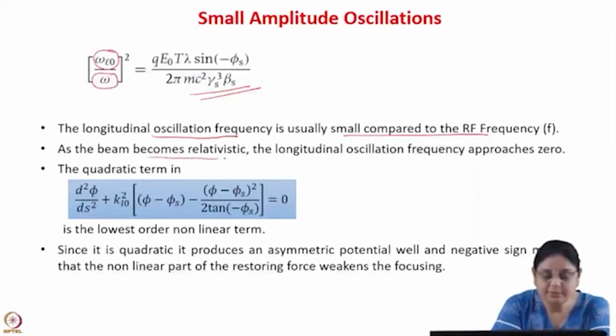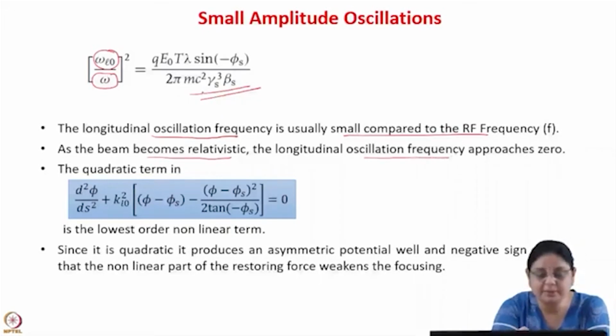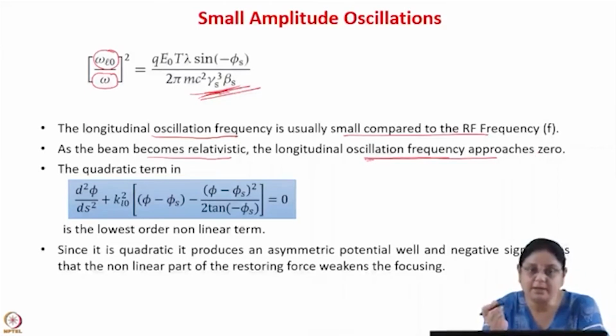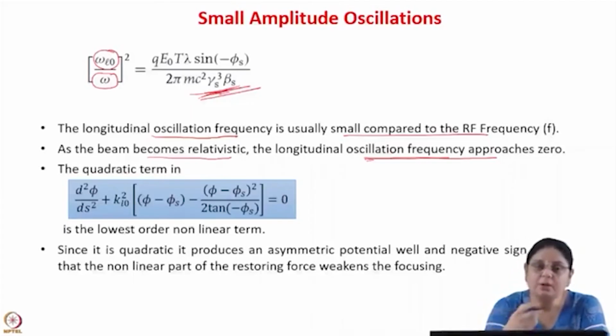As the beam becomes relativistic, the longitudinal oscillation frequency approaches 0. As the beam becomes relativistic, the value of beta gamma, which is in the denominator, increases, so the longitudinal oscillation frequency approaches 0. So you can see that for relativistic electrons, we do not have the oscillation of the particles about the synchronous particle, because all the particles are now traveling with the same velocity, which is close to the velocity of light.